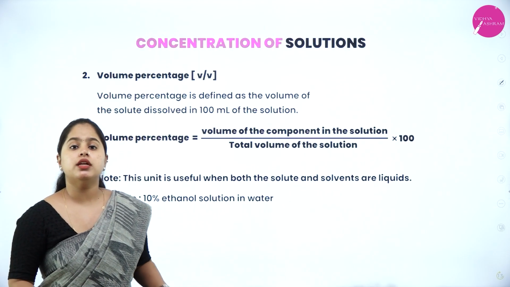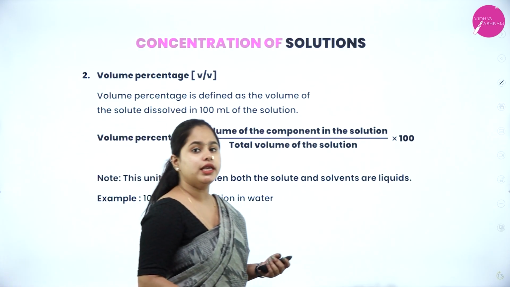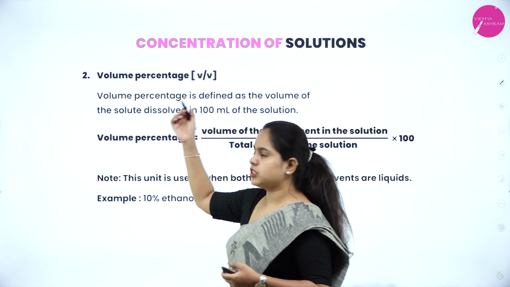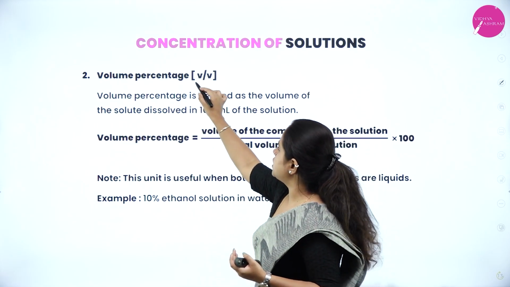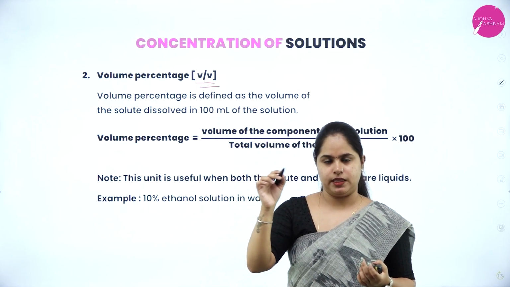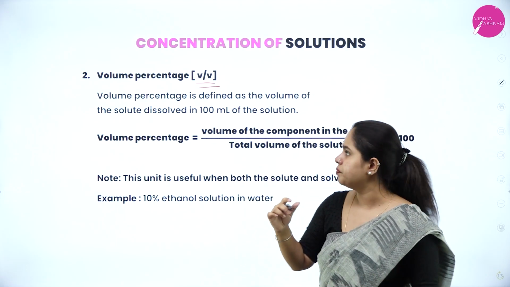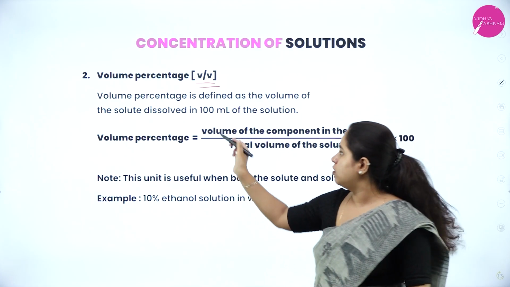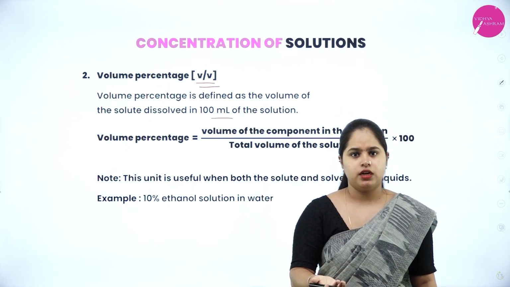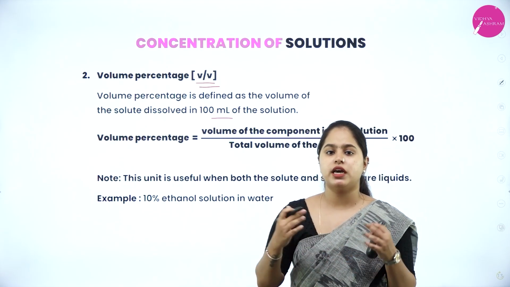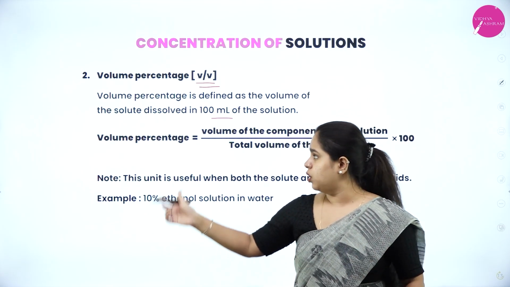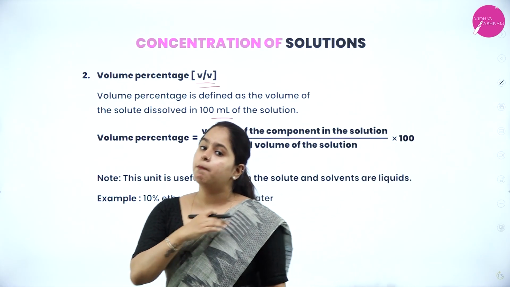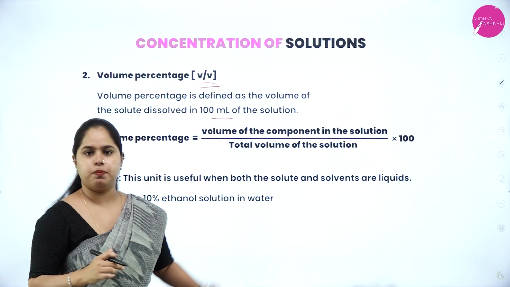Clear? Now moving on to the next concentration term, that is volume by volume percentage, right? Volume by volume percentage, or you can just also say it as volume percentage, which is represented by V/V. That means volume by volume percentage. Clear? Now volume percentage is defined as the volume of the solute dissolved in 100 ml of the solution. Yes, it is similar to mass percentage, but now we are representing it in terms of volume. So what is volume percentage? How you can calculate it? It is volume of the component in the solution by total volume of the solution multiplied by 100.